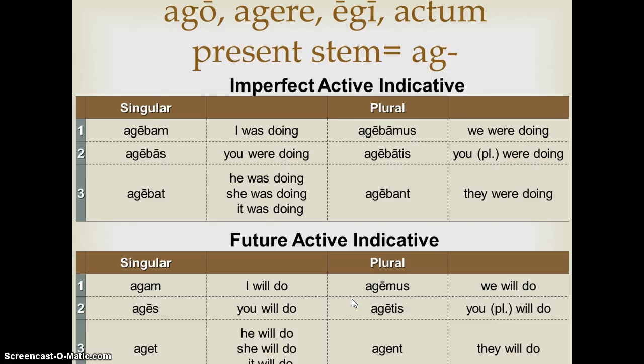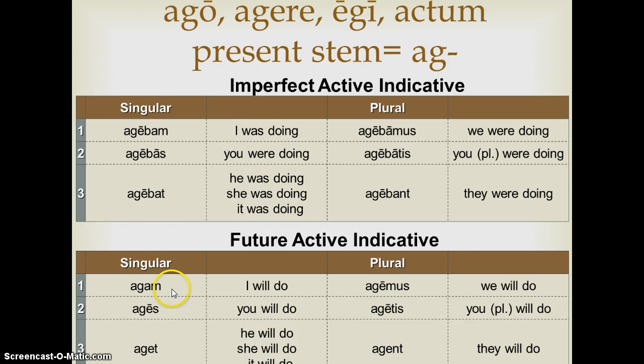For the imperfect, again, we need our present stem ag. We need to add the long e that connects the stem to the ending, and then we just use the regular old imperfect endings. So agebam, agebas, agebat, agebamus, agebatis, agebant. And this will translate as I was doing, I used to do, anything like that.